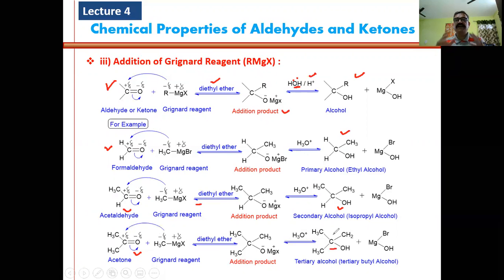You have to understand the general reaction. Once you understand the general reaction, you can easily write the specific reactions with specific starting compounds like formaldehyde, acetaldehyde, and acetone. This was addition of Grignard reagent.